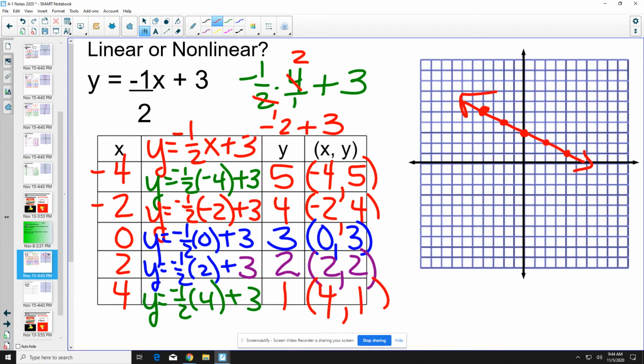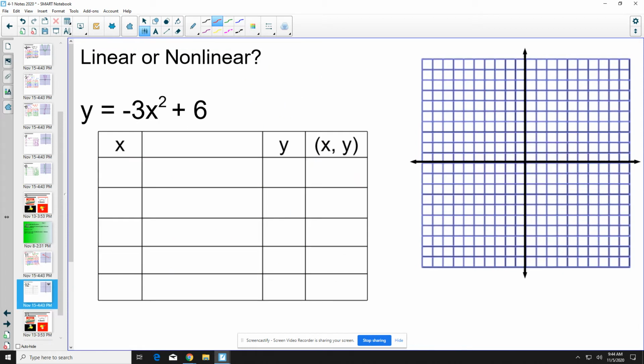Is this linear or nonlinear? Yes, it's linear because it is a straight line. Good. And I knew this before I graphed it because y is to the first power and x is to the first power. That's how you know if you're going to graph a straight line.